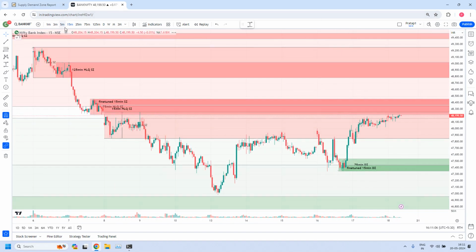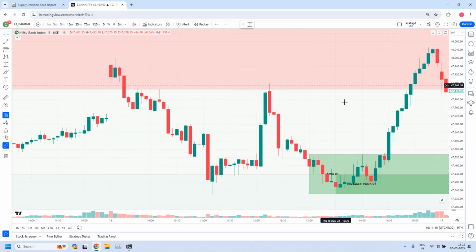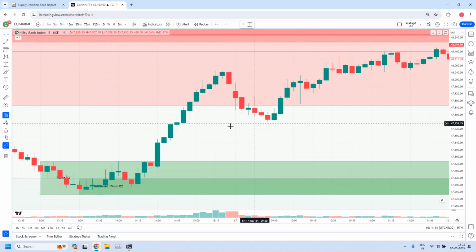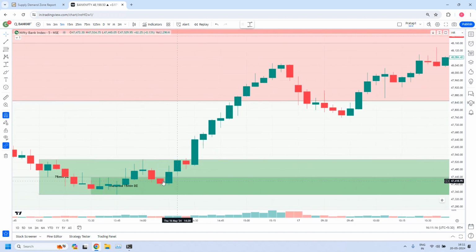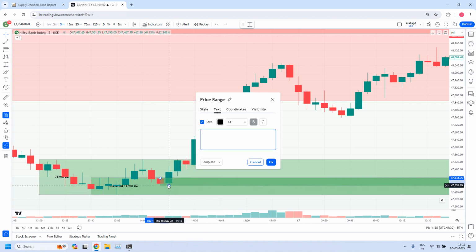Now let's move on to the 5 minutes time frame. Let us check, is there any fresh zone available? See, you have a drop, base, rally, the fine-tuned 5-minute zone. This is the demand zone. This is the fine-tuned.